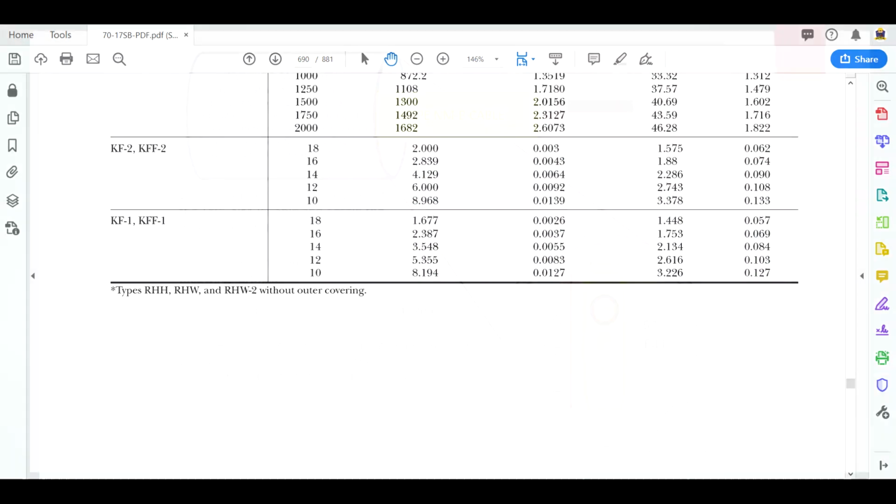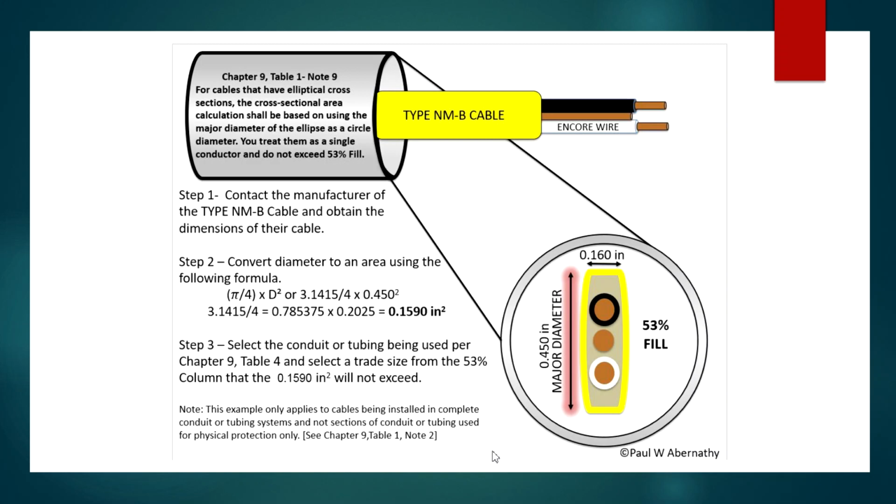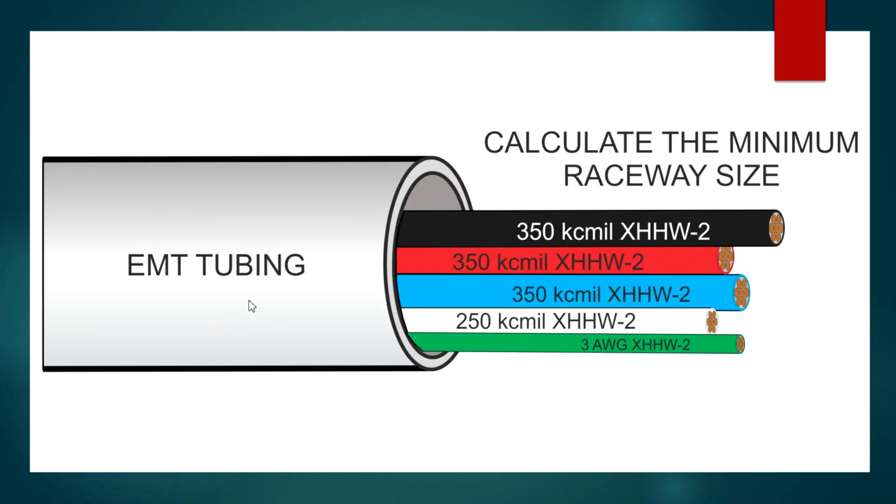So let's go to the PowerPoint, and I'm going to come down. All right, so here we go. We have an EMT tubing. Really, it's going to be this simple. I've got 350, 350, 350. I've got a 250, and I've got a 3. XHHW-2 is what we're using. So let's start putting the things together. We don't really know yet, all we know is it's an EMT first. Now we have to see what the total cross-sectional area is of all these conductors combined. So I've got 3 350s, and what I'm going to do is go to the code.